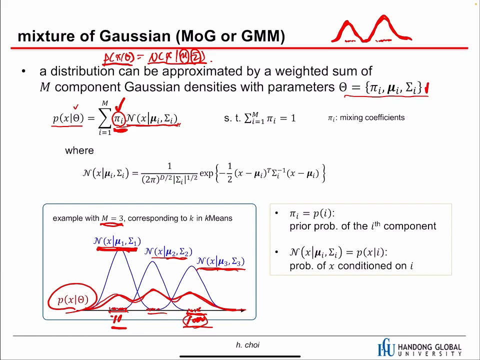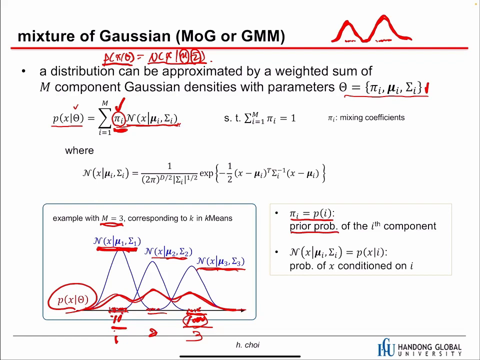And pi sub i is the probability of component i. So this one is 1, this one is 2, and this one is 3. So we have 3 components, and the prior probability can be approximated by the number of samples, roughly speaking. We'll see the exact equation later.